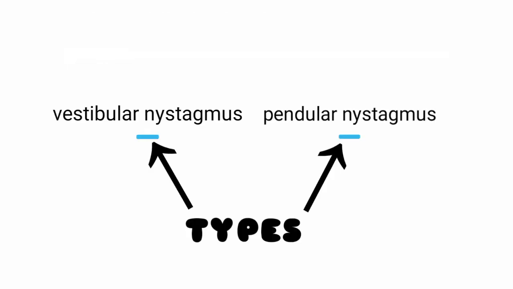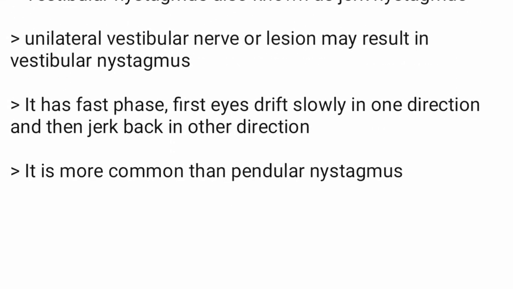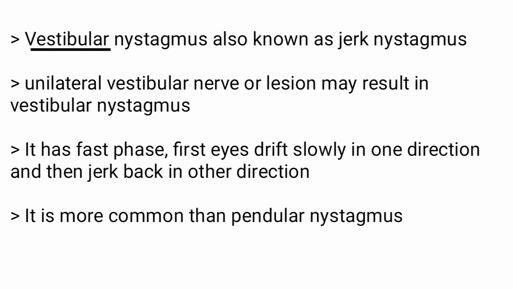There are two basic types of nystagmus. Number 1, pendular nystagmus. Number 2, vestibular nystagmus. Pendular nystagmus is also known as optokinetic nystagmus. It can occur in any direction, like torsional, horizontal, vertical or a combination. And this type of nystagmus can be monocular or binocular. It can differ in both eyes, and the characteristic finding with the optokinetic type is that it occurs without the fast phase. So we will discuss in detail the vestibular nystagmus, which is also known as jerk nystagmus.